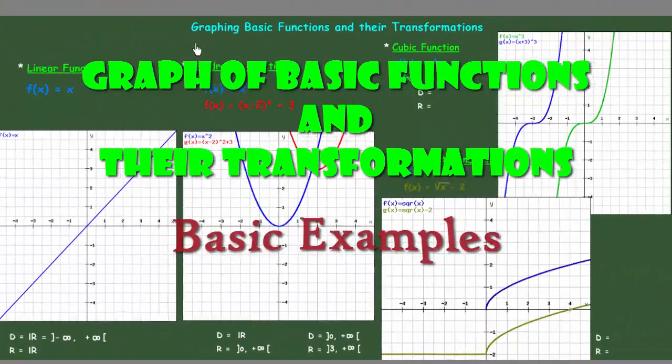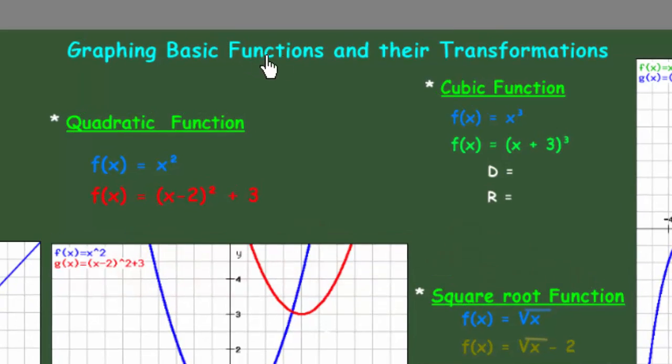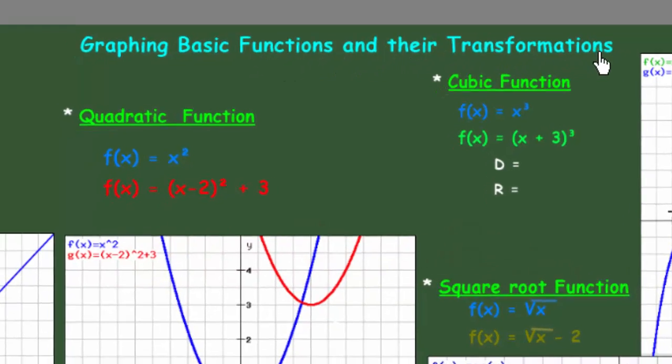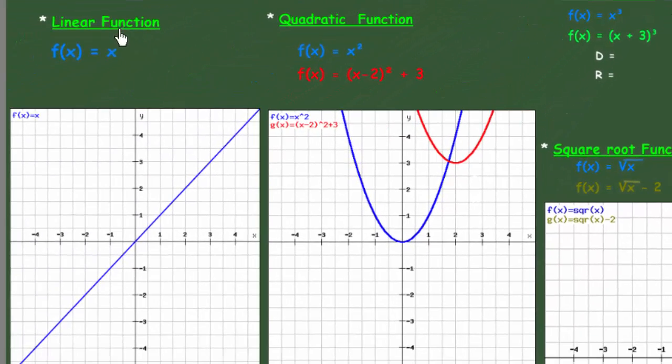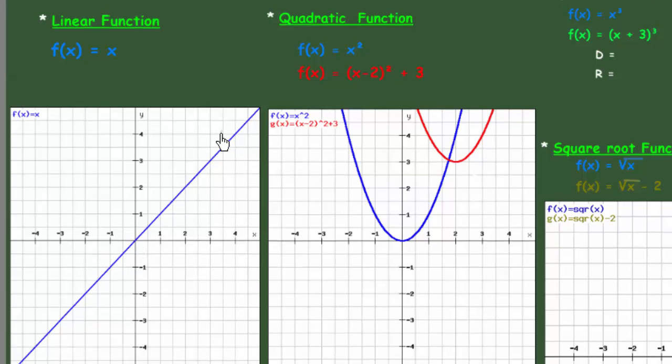Okay, in this video we're going to talk about graphing basic functions and their transformations. In the first example, we have a linear function, f of x equals x. We all know it's a straight line going through the origin. This is the blue line here.